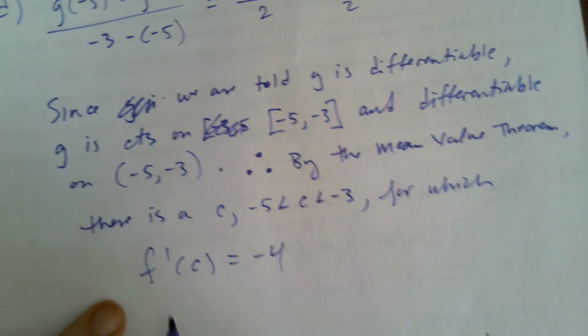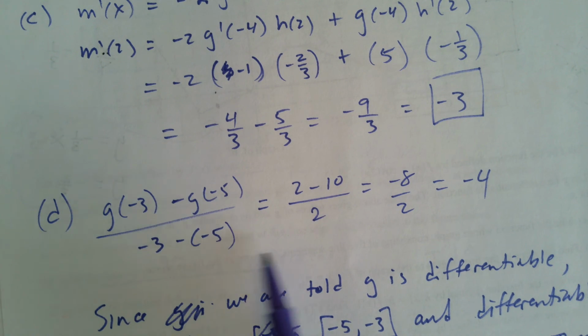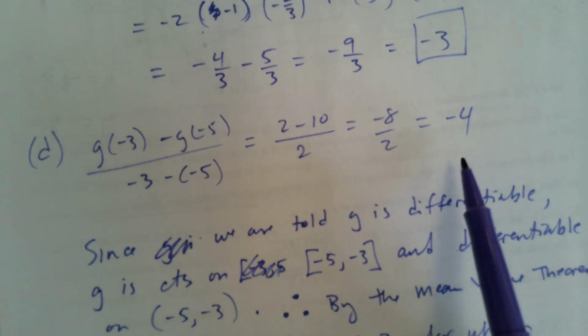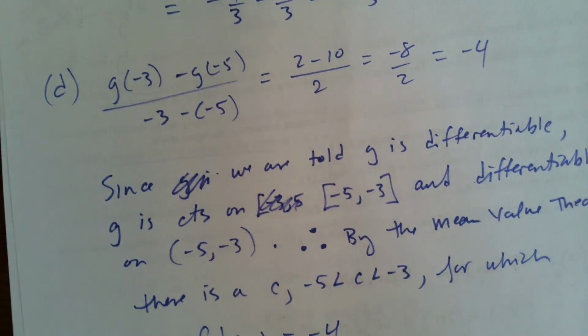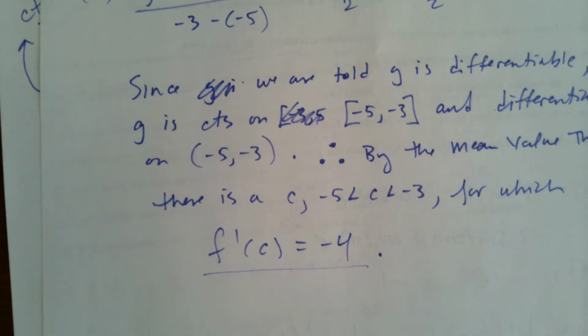And guys, I am good to jump right to this because I showed this work up above, that shows that my average rate of change over this interval is -4. Boom. Guys, you can do that. Absolutely.